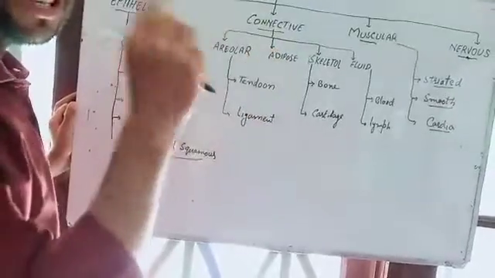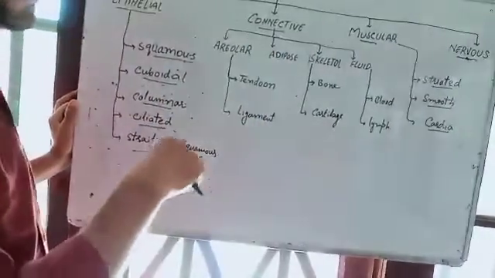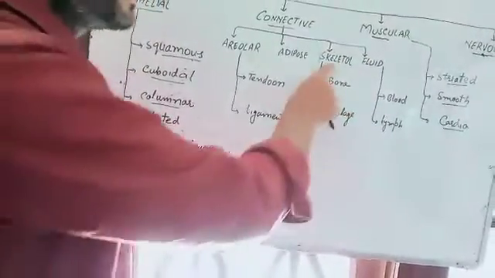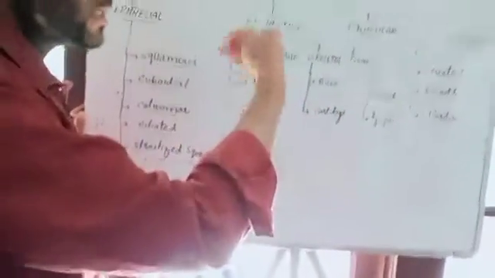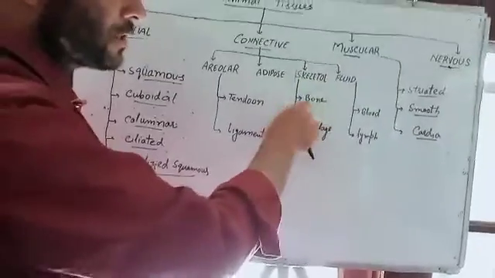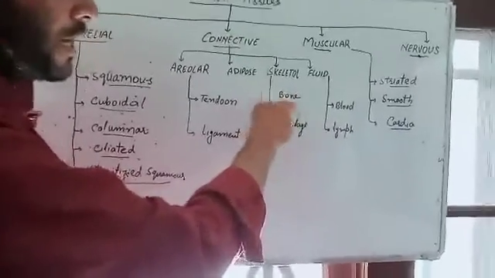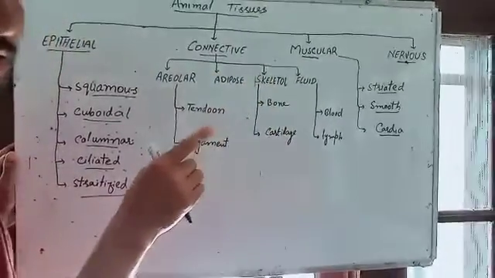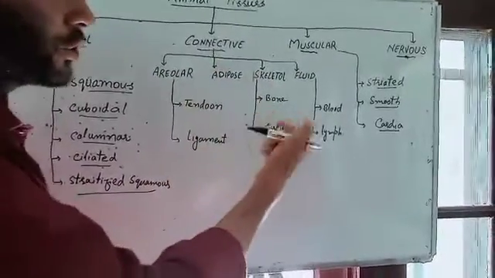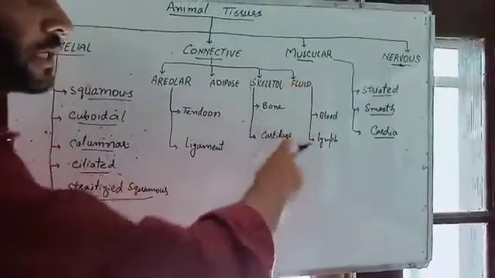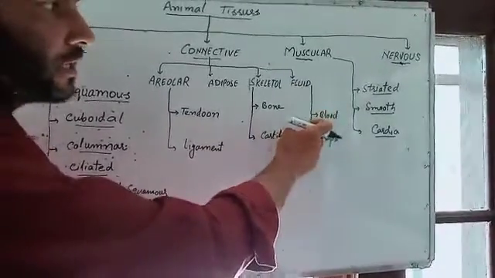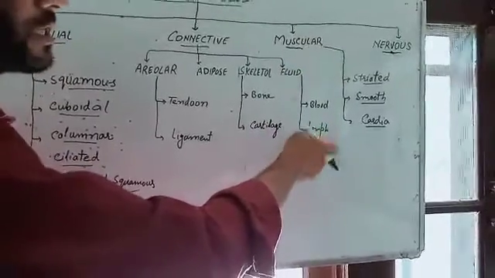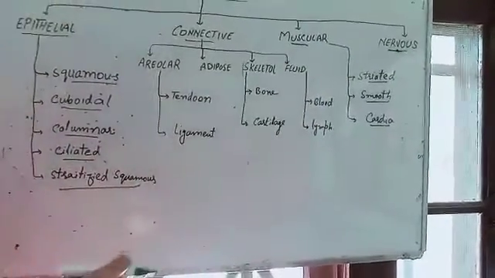Adipose tissue is only a single type of tissue. It does not have subtypes. But skeletal tissue, or skeletal connective tissue, is of two types, which are bone and cartilage: bone skeletal tissue and cartilaginous skeletal tissue. And fluid connective tissue is again of two types: blood and lymph. Lymph is also a part of the fluid connective tissue.